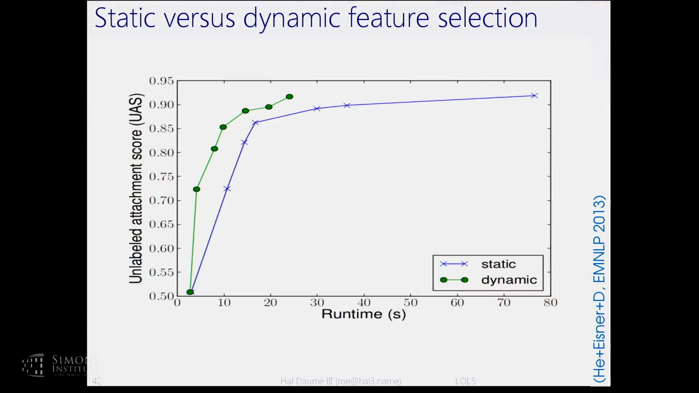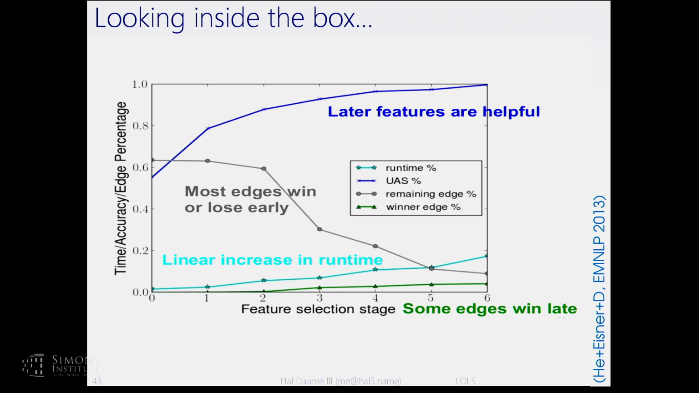And so here on the x-axis we have runtime, on the y-axis we have accuracy. And so, yeah, it's better to do it dynamically. The other thing that's kind of interesting is looking at what actually happens over time. There are a bunch of lines in this graph, but the x-axis is how many features we have added so far. And then the y-axis is going to vary depending on what line we're looking at.